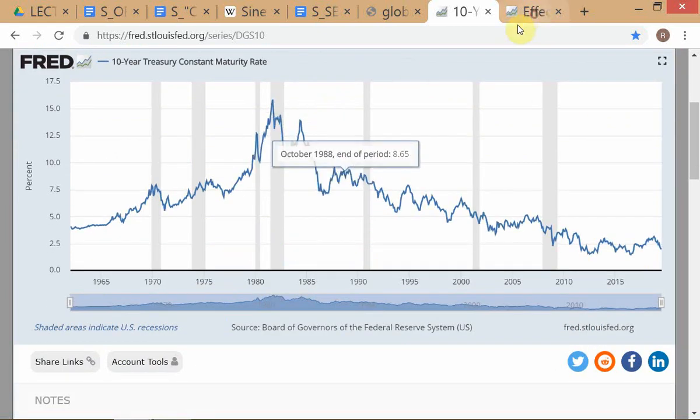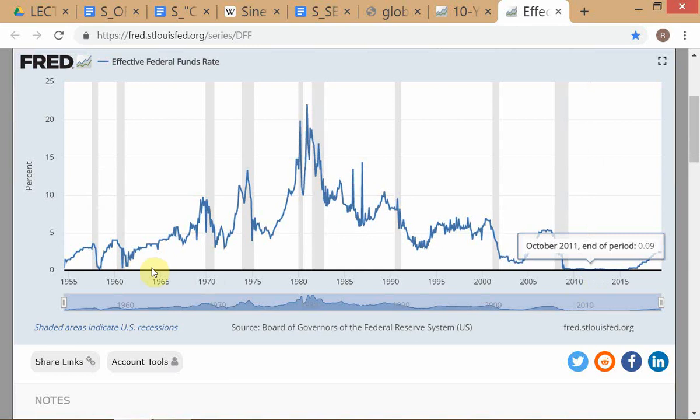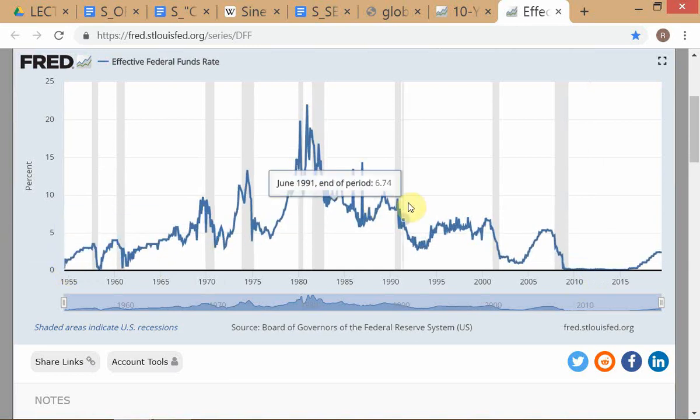Another one which gives you a better indication of cycles, I think here the data is a little bit better, slightly more data we have. This is from 1955. Now this is the US equivalent of, what is the policy rate in India called?